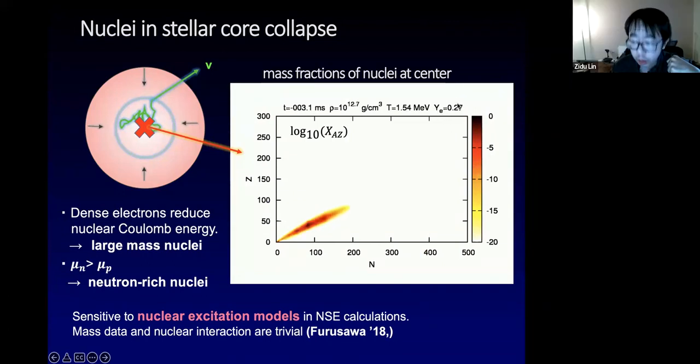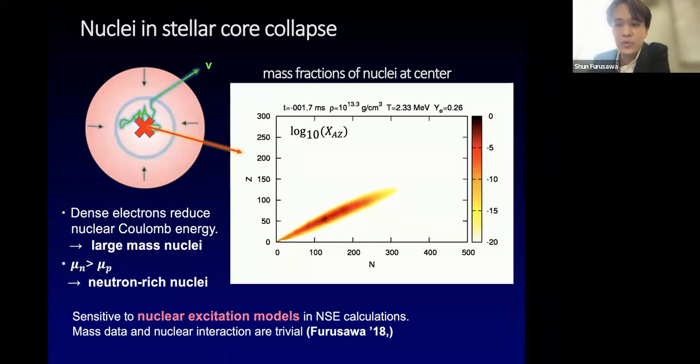The time scale of weak interaction and neutrino transport is longer than the dynamical time scale of the strong nuclear interaction and electromagnetic nuclear interactions. So the weak interaction determines the evolution of the proton fraction or charge fraction. And when we set the charge fraction, we can calculate the nuclear component.